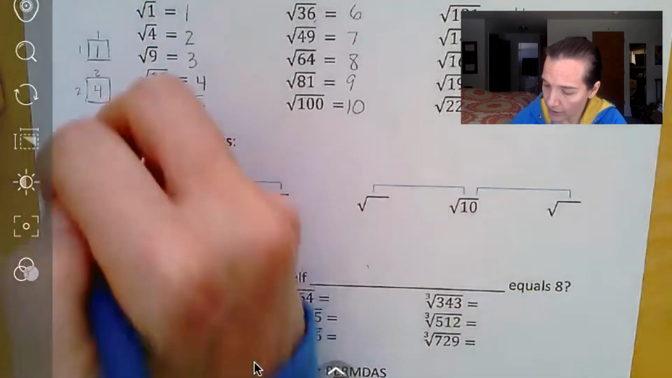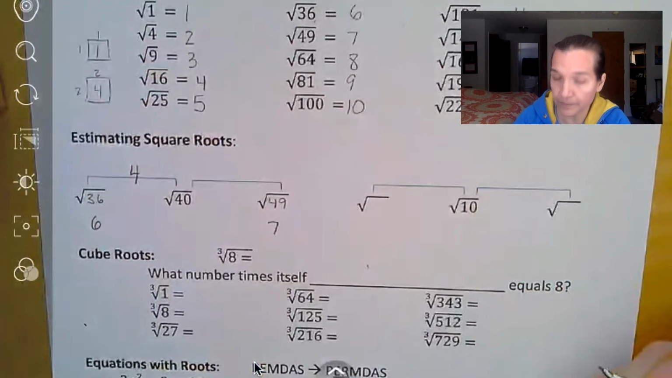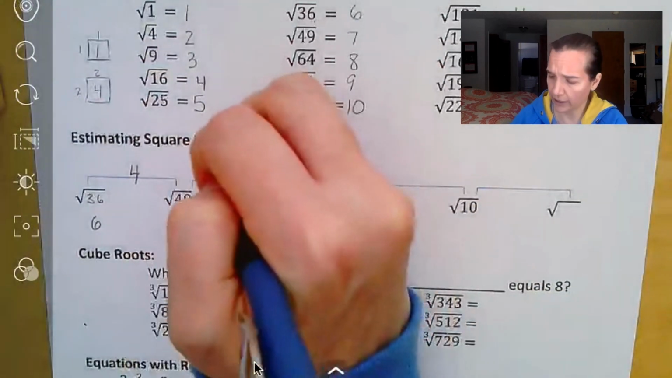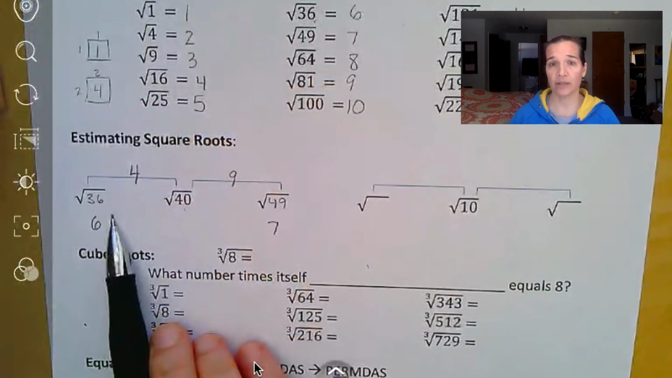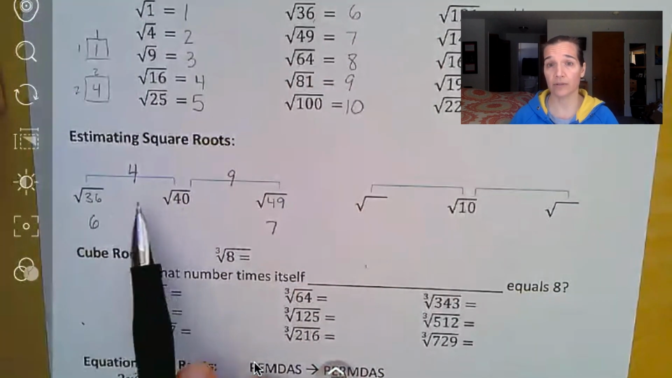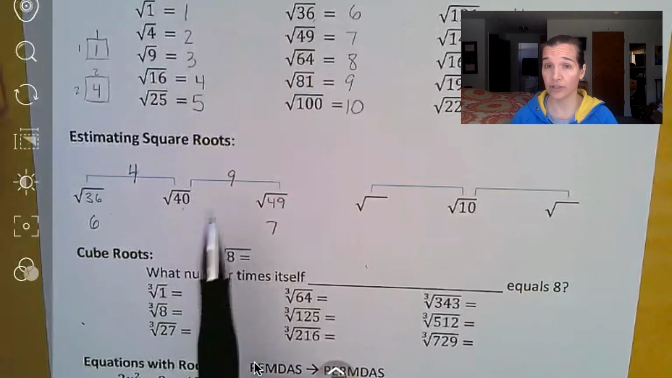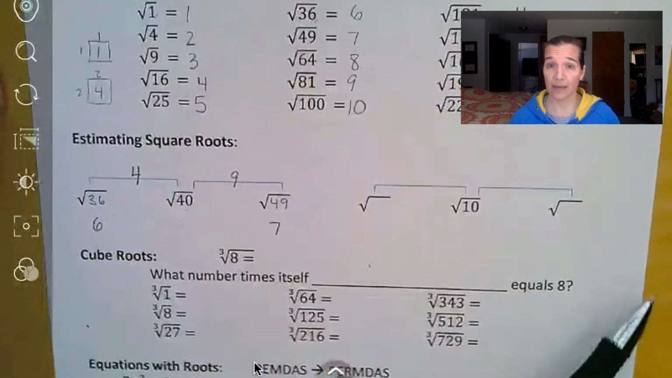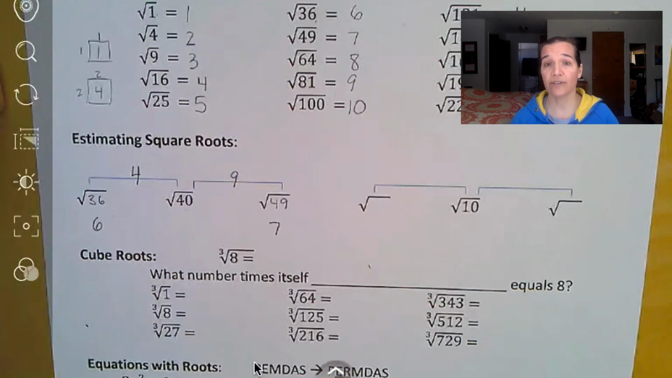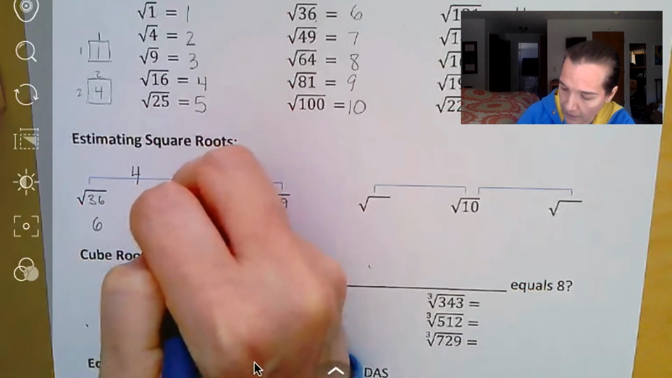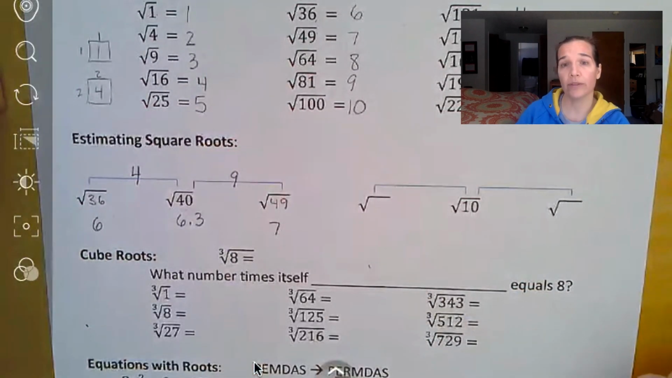36 and 40, it's 4 units apart. And 40 to 49 is 9 units apart. So notice that my answer is going to be closer to this one than it is to that one. It's only 4 units away versus 9 units away. So in that case, my answer needs to be 6 point, and then something below 6.5, but above 6.0, and it's going to be 6.3.